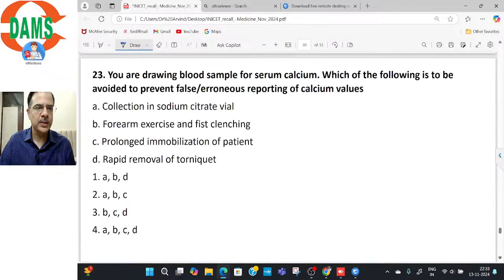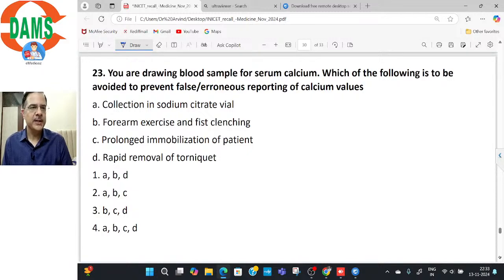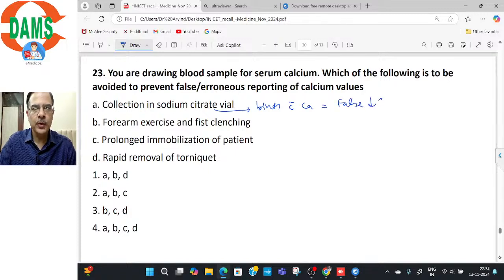Come to question number 23. The question is, you are drawing a blood sample for serum calcium. Which of the following is avoided to prevent false reporting of the calcium values? So, collection in sodium citrate. Citrate binds with calcium, so it will cause false low calcium values, so it should be avoided.